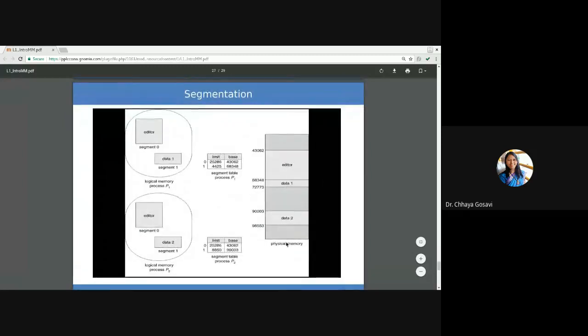So can you compare paging with segmentation? Which type of fragmentation will be here in case of segmentation? Internal or external, or no fragmentation? Is segmentation clear or not? Any queries in segmentation?